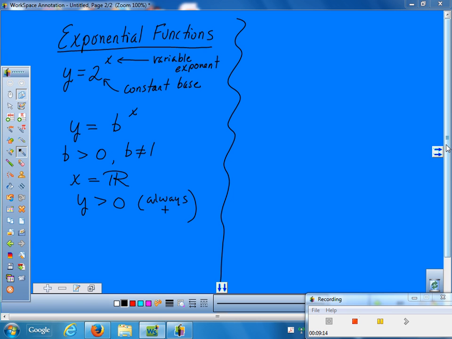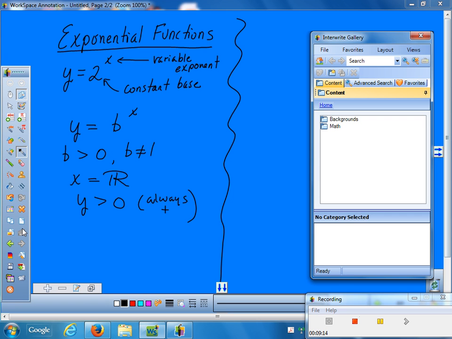Actually, I think I want to graph now. While we're discussing that, let's graph now. So, grab some graph paper.